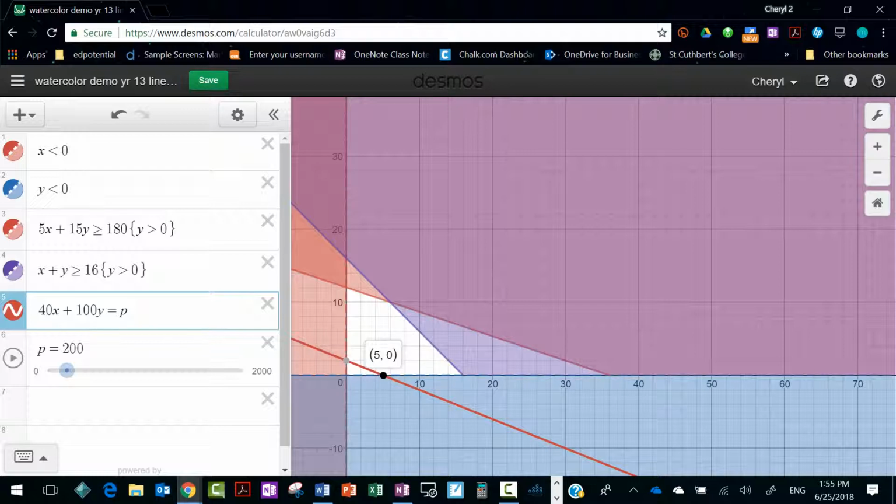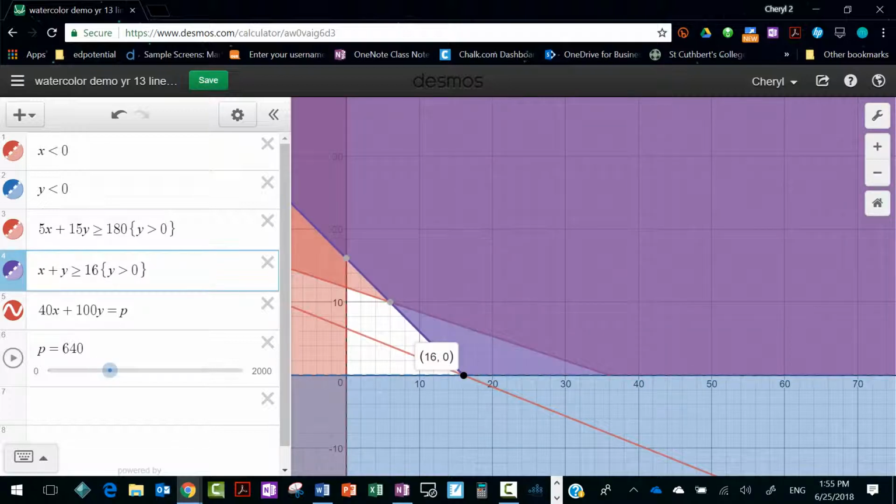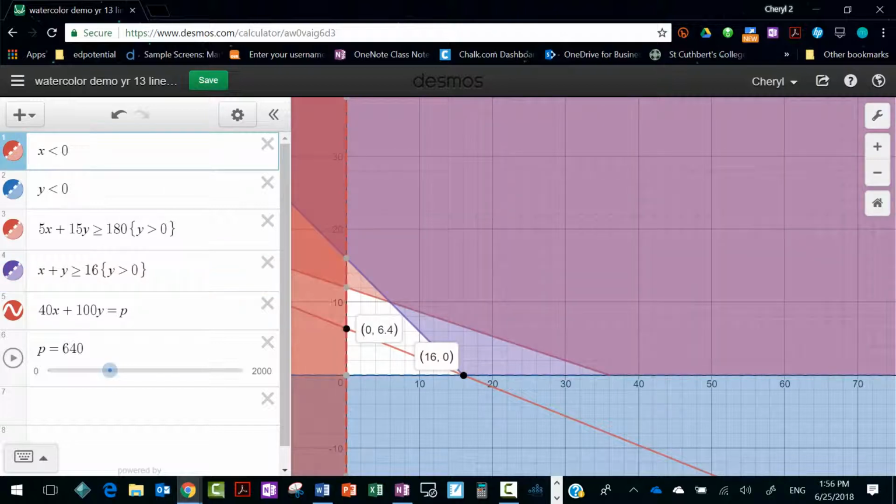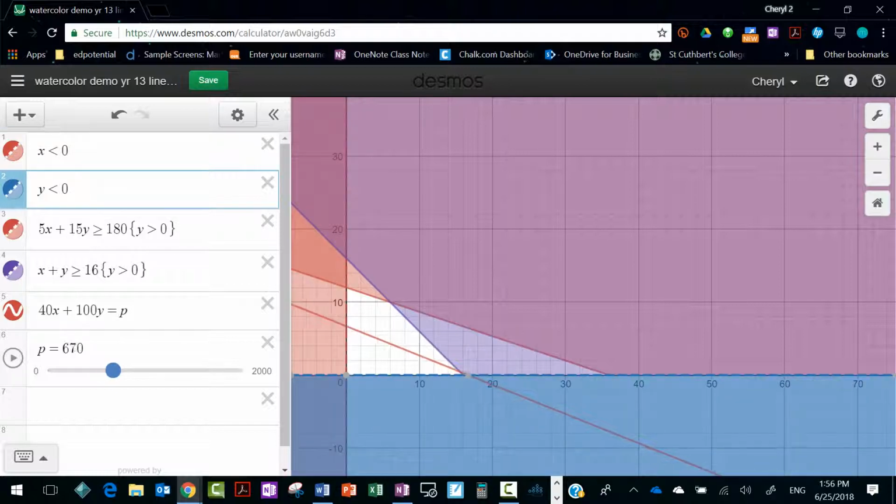And so if I move this p, which means I'm changing the profit that this objective function can get, I'm moving it through. You can see that at approximately this point here, 16 and 0, the profit is $640, and it's also $640 around here. And I keep moving that through, and I can see that it's now left that. It's now moving through the feasible region.